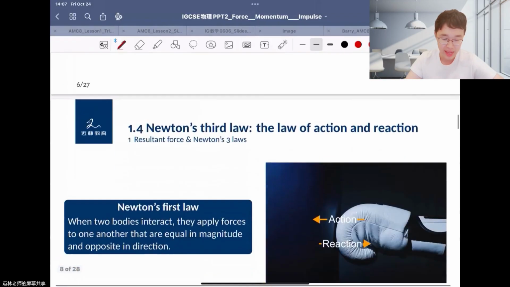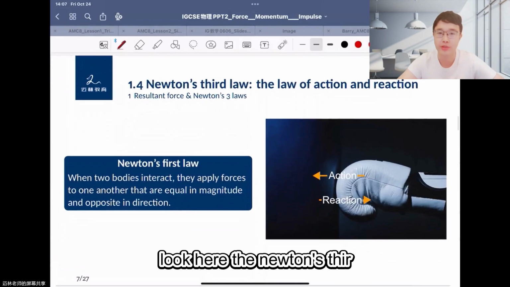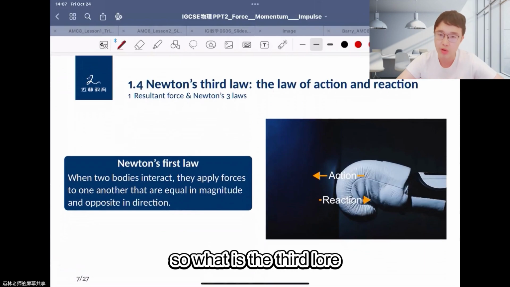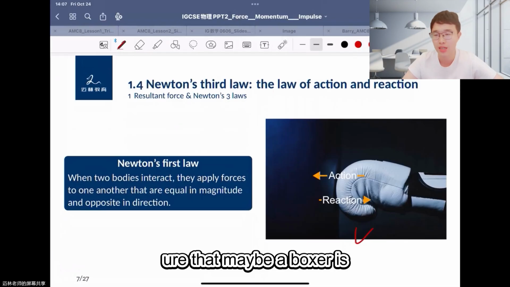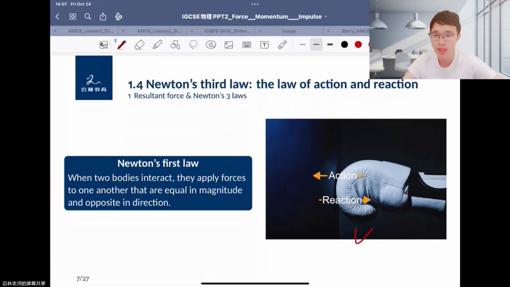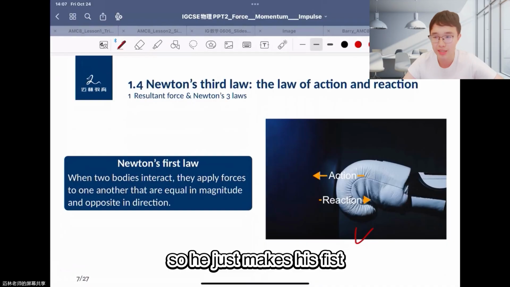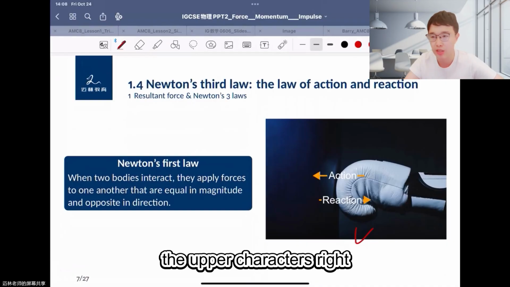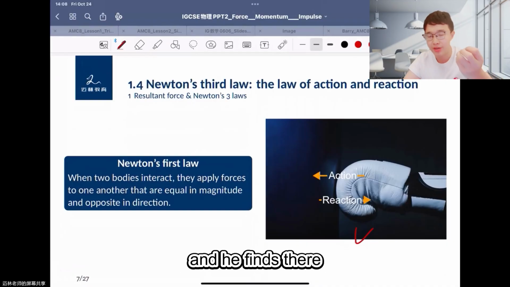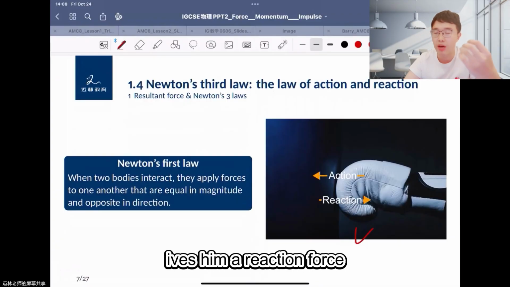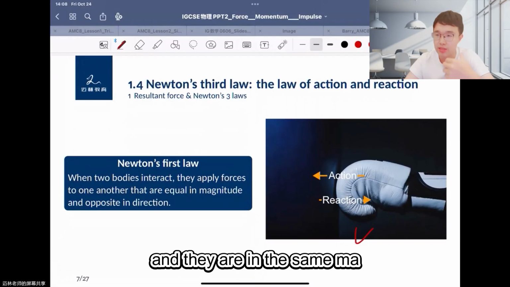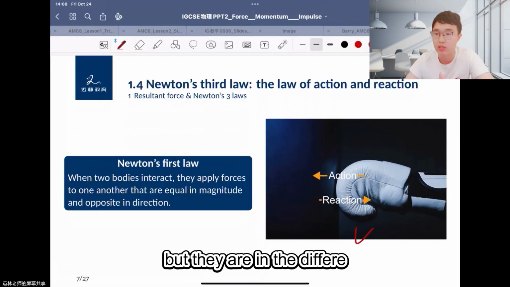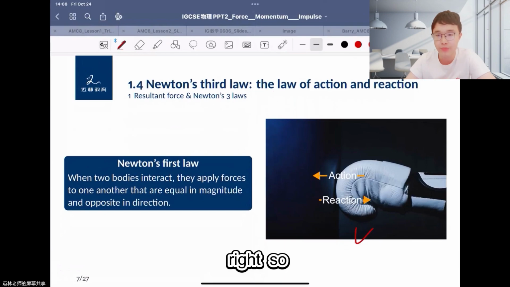Okay. And let's look here at Newton's third law. So what is the third law? You can find in the figure that maybe a boxer is training, right? So he makes his fist punch on the apparatus, right? If he applies a force on the apparatus, the apparatus also will give him a reaction force, right? So here you can find this action and reaction. And they're the same magnitude, but in the opposite direction, right? So this is very easy.